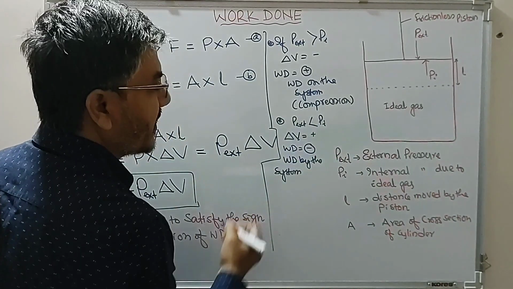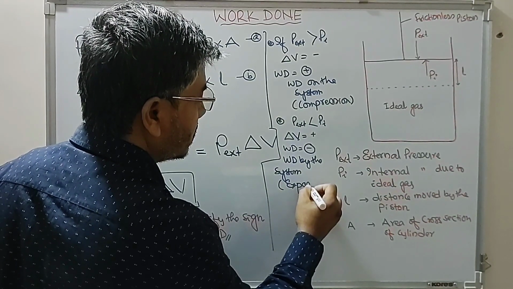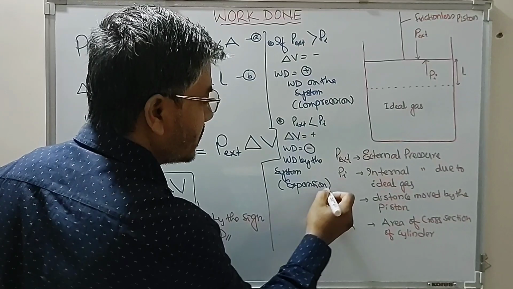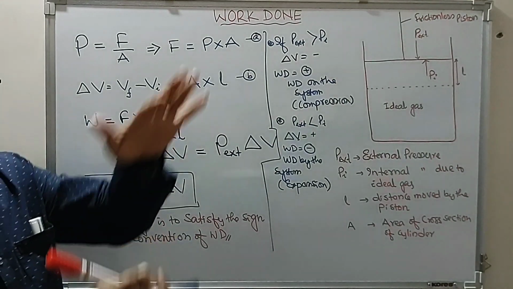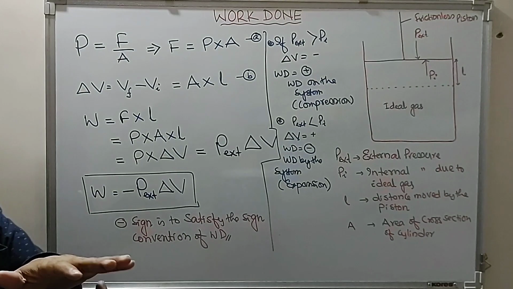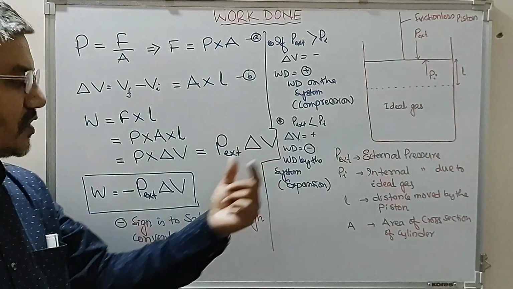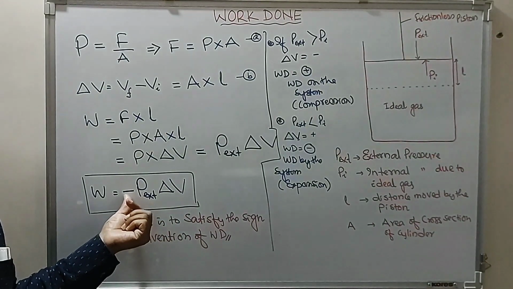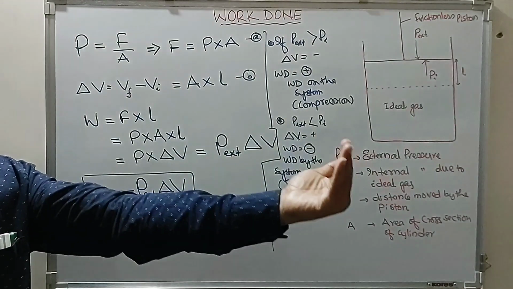So if work is done by the system, that is what we call expansion work. So we have work done by the system, work done on the system. Work done by the system, expansion work. Work done on the system, compression work. During compression, volume decreases. To make the work done positive, we have to use this negative sign. So during expansion, volume increases, so work is done by the system.